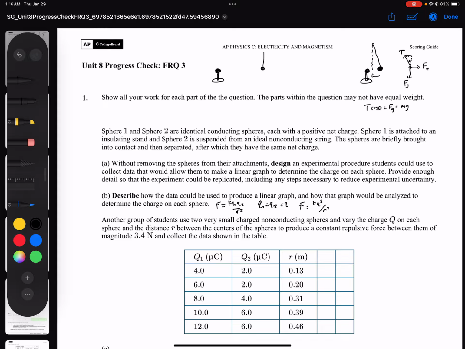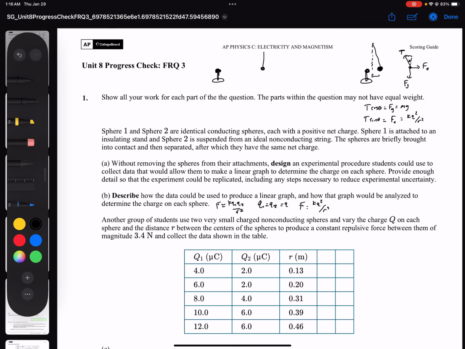And then this component here, T sine theta, has to equal the electric force, which you said was K Q squared over R squared. And then what we need to do is relate how far away sphere 2 is displaced from equilibrium with respect to how close sphere 1 is to it.